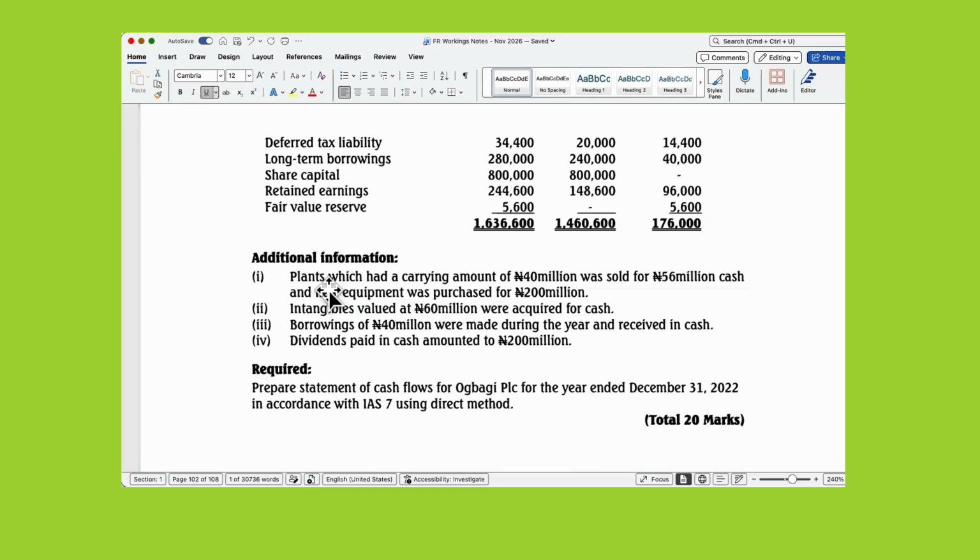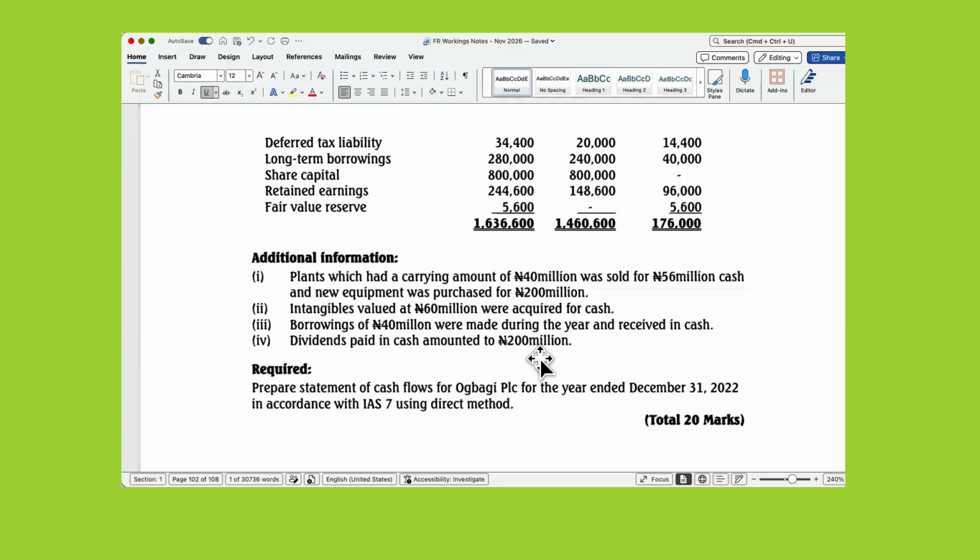One, plant which had a carrying amount of 40 million was sold for 56 million cash, and new equipment was purchased for 200 million. Two, intangibles valued at 60 million were acquired for cash. Three, borrowings of 40 million were made. Four, dividend paid in cash amounted to 200 million. Even this additional information is sweet, they have just given me what I need.